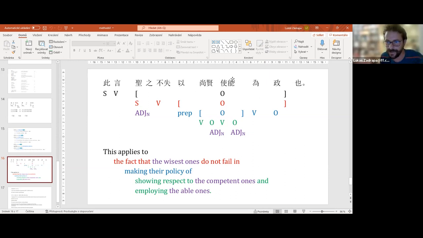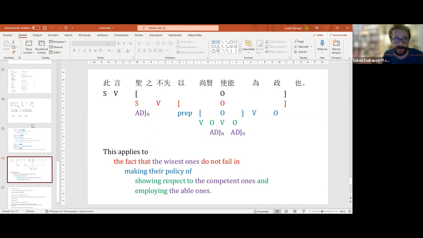The shang, xian, and shineng is the object of the preposition yi. So again, if it is an object of a preposition, it must be at least weakly nominalized, shang, xian, shineng. So it is the process of shanging, xian, and shineng. So this is showing respect to the competent ones and employing the able ones. And again, the xian and neng are systematically nominalized adjectives, which then mean the bearers of the properties. So it is not to be competent ones, xian, and to be able, but these are the competent ones and the able ones. So this is one example of how it relates somehow to translating. So I think simply one is not perplexed when one sees such a sentence.